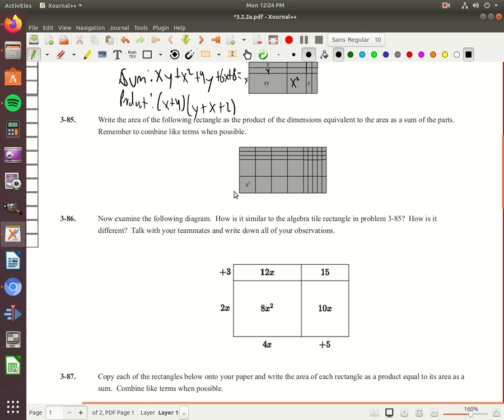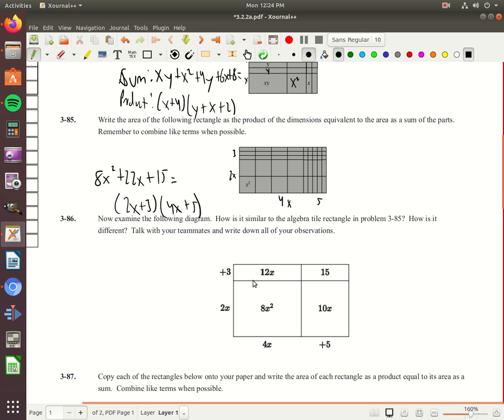These are equal. So here again, I have 1, 2, 3, 4, 5, 6, 7, 8 x squareds. I have 3, 6, 9, 12, 17, 22 x's. And I have 3, 6, 9, 12, 15 ones. And that's going to be equal to 2x plus 3. Hopefully we see there's 2x plus 3 there. And 1, 2, 3, 4x plus 1, 2, 3, 4, 5. So that's equal to 2x plus 3 times 4x plus 5.